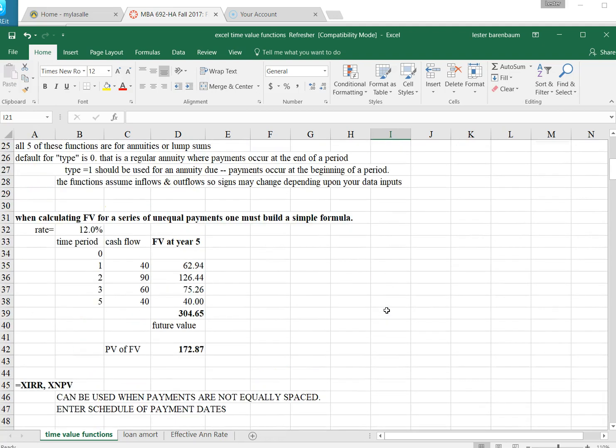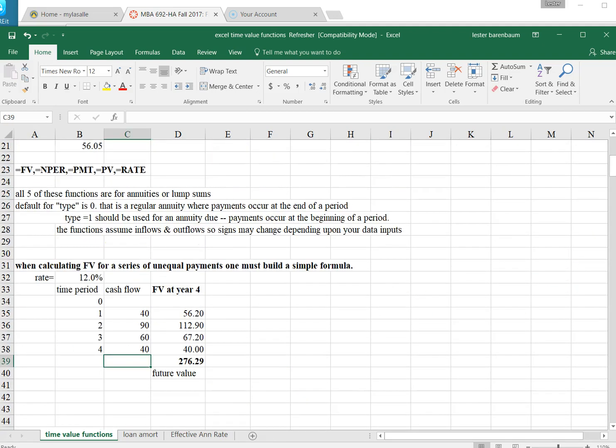What Excel does not have is a function for the future value of a series of unequal payments. So to calculate such a future value, you just need to build a simple series of formulas in Excel. So let's assume we have a 4-period regular annuity. That is, the payments occur at the end of each year. There's 4 unequal payments, and we want to know what our future value is going to be.